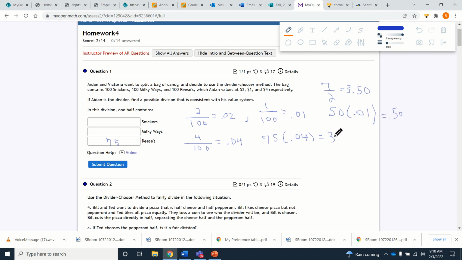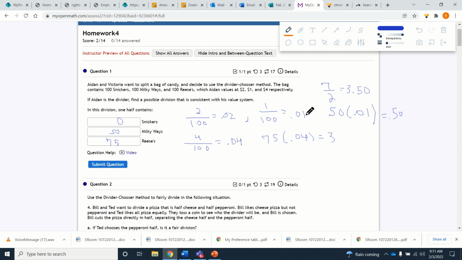And then together, $3 for the Reese's and 50 cents for the Milky Ways will give us $3.50. So 50 Milky Ways, and then I wouldn't be giving any Snickers in this particular half. All right, now I'm going to write that down, and we'll enter that, and we'll see that, of course, leads us to $3.50 as half of his fair share as the divider.